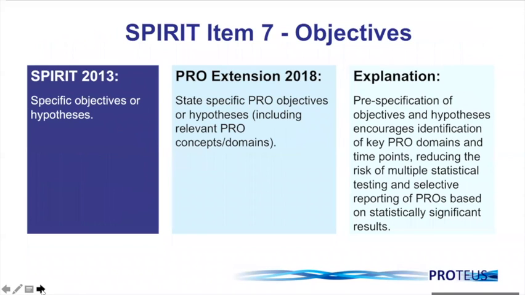SPIRIT item 7 focuses on objectives. SPIRIT 2013 stated that you should specify the objectives or hypotheses. And the SPIRIT-PRO extension states that you should specify the PRO objectives or hypotheses, but including, crucially, relevant PRO concepts and domains. This will encourage identification of key PRO domains and time points, reducing the risk of multiple statistical testing and selective reporting of PROs based on statistically significant results.